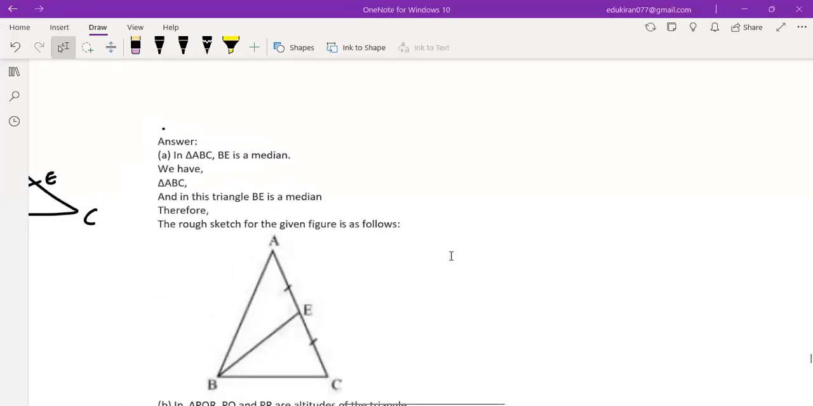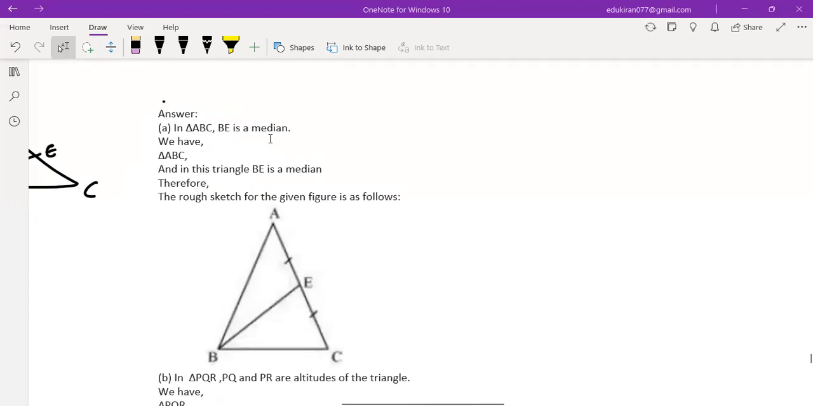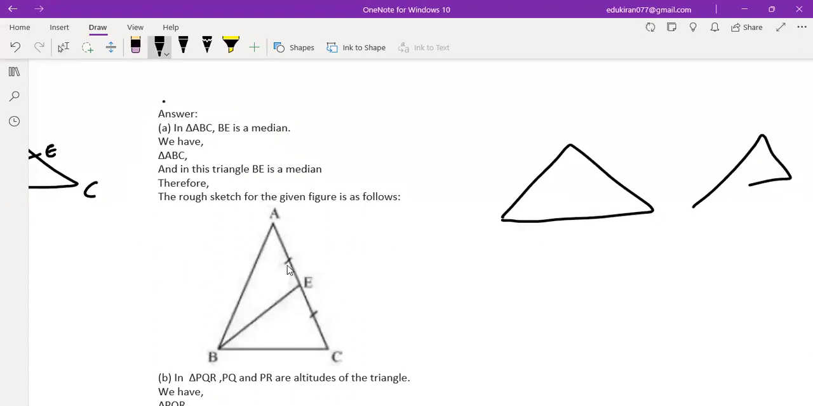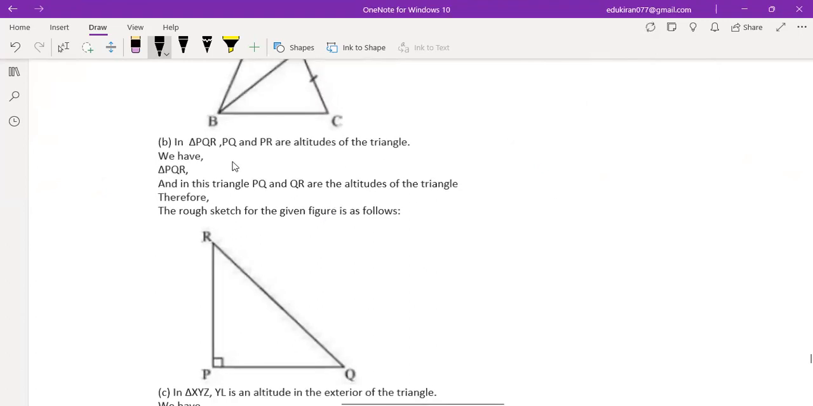Okay, now listen to these answers very carefully. Right? So over here, in the triangle ABC, BE is the median. So your choice, you can make it like this, you can make it like this, right? So I think the first one is clear to both of you. No need to explain, right? Yes, ma'am.